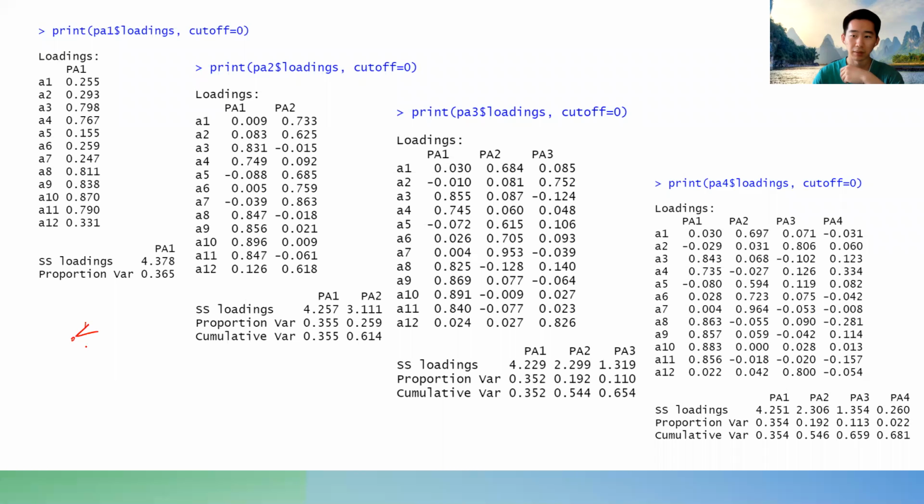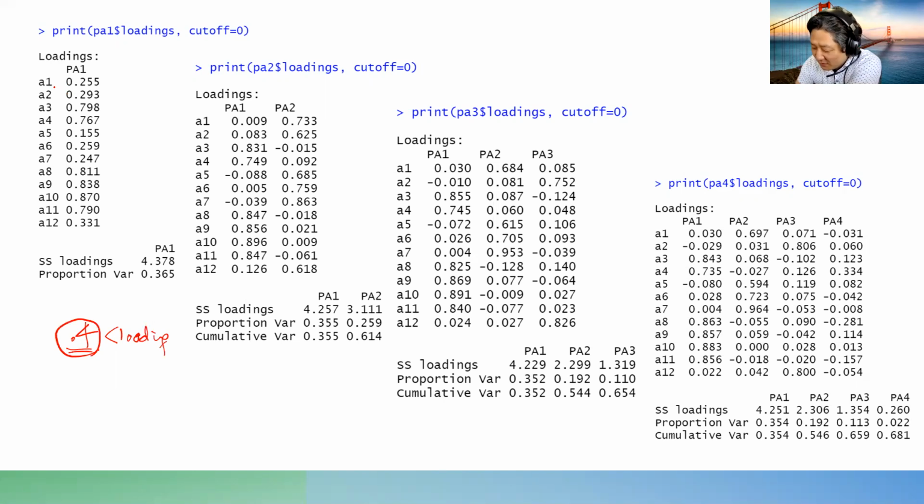We want our factor loading to be greater than 0.4, okay? So look at this. This is the factor loading, right? So 0.255 means the correlation between the first variable and this factor is 0.255. It's pretty weak, right? That means this variable is not very highly correlated with this factor. We don't like this one. This is pretty low. So maybe the one factor solution may not be ideal.